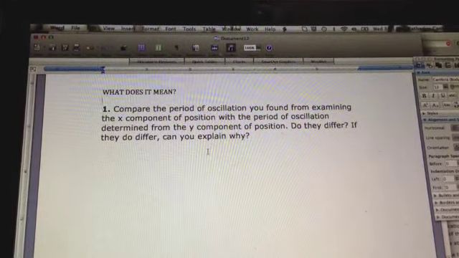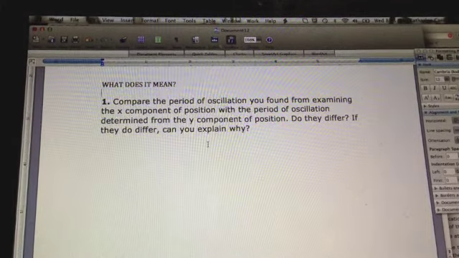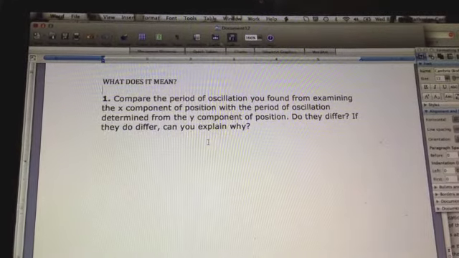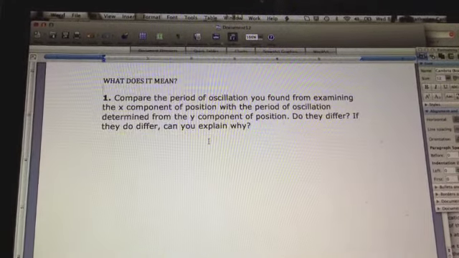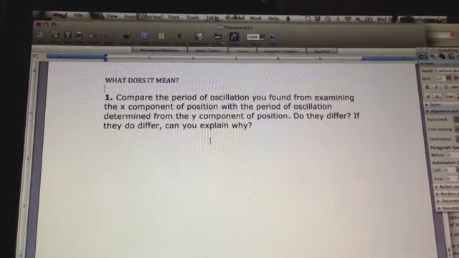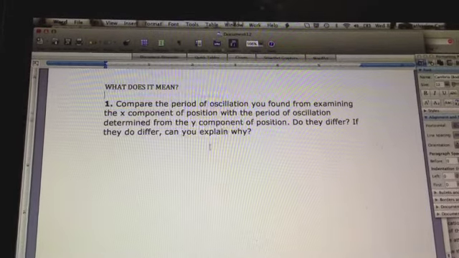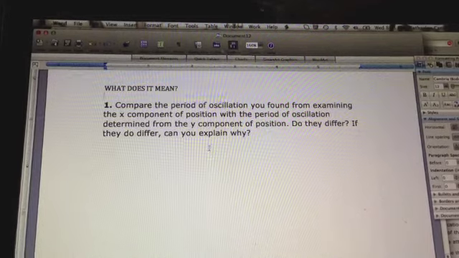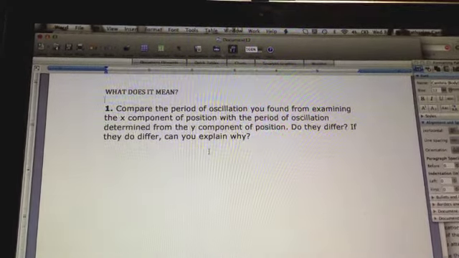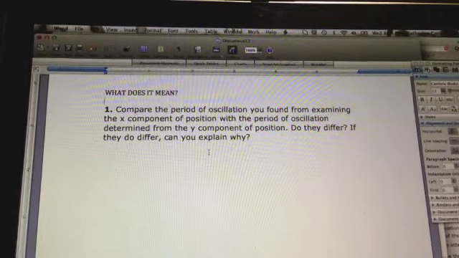For the first what does it mean question, I had to compare the period of oscillation I found from examining the x component of the position with the period of oscillation determined with the y component of position. Do they differ? If they differ, can you explain why? In the x direction, the model and the experiment were in good agreement. However, they were a little bit more off than the y oscillations. This is because the periods of oscillation between the y and x direction are different. This can be explained because in the x direction, the movement acts more like a pendulum than like a spring. Pendulums rely on different factors than springs, and that is why there is less agreement.